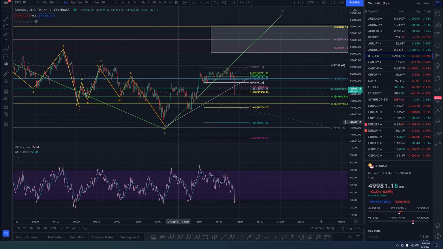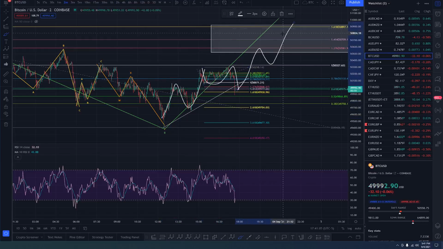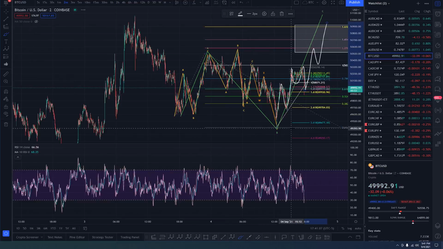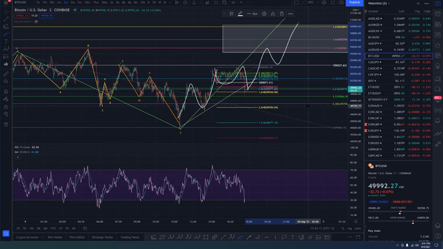What else could it be? If this is 3 waves and that's 3 waves, we could be getting another 3 wave, and I'd have to revisit my count. I'd have to reevaluate that.